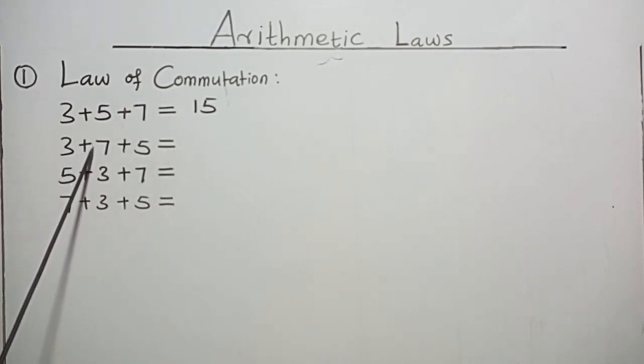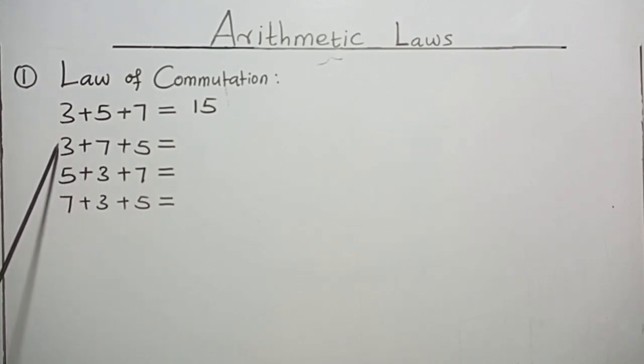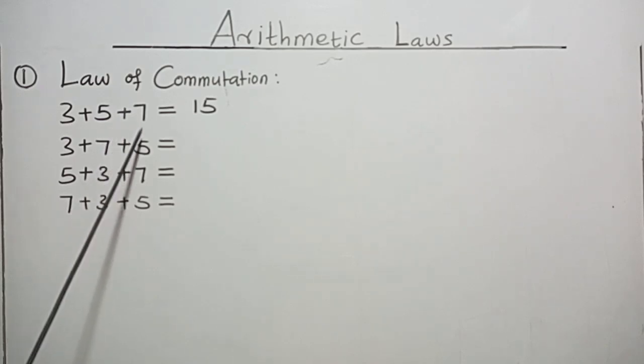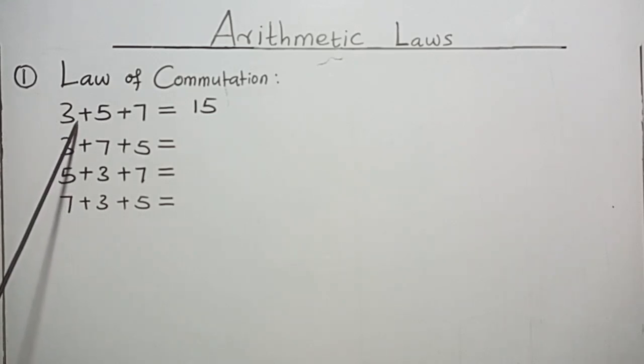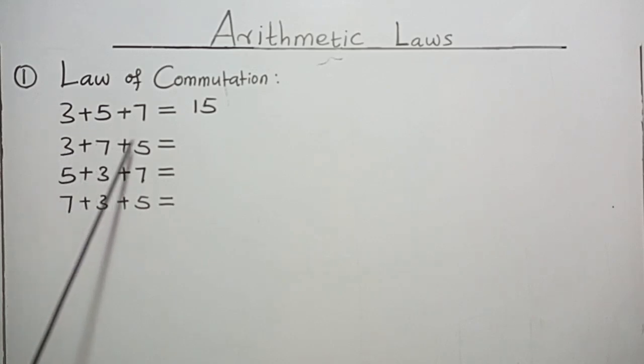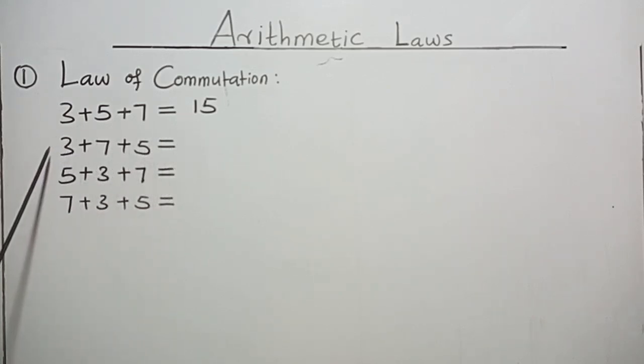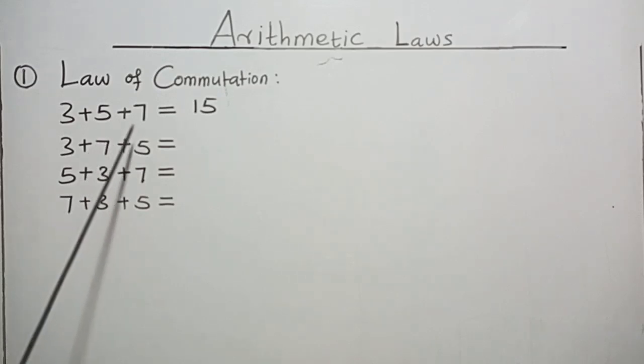Look at the next line of action. That is the next number operation. 3 plus 7 plus 5. Is this a set of different numbers or a set of the same numbers? 3 is still here. 7 is here. 5 is here. It means that it is the same numbers, 3, 5, 7, that have been arranged differently to be 3, 7, and 5. Okay, now that we have a different arrangement of this first set of numbers, is the answer now different? Let's find out. 3 plus 7 is 10. 10 plus 5 is still 15.